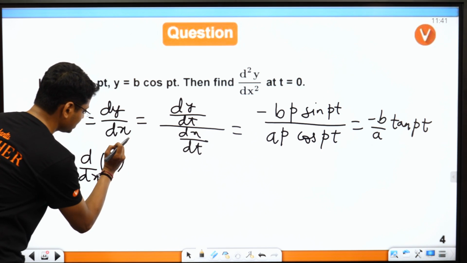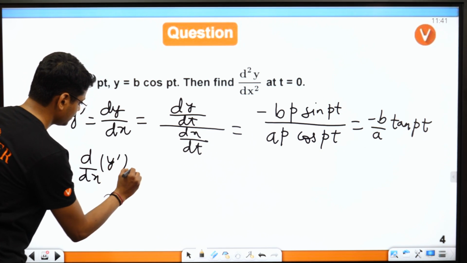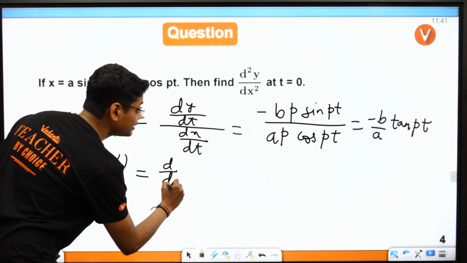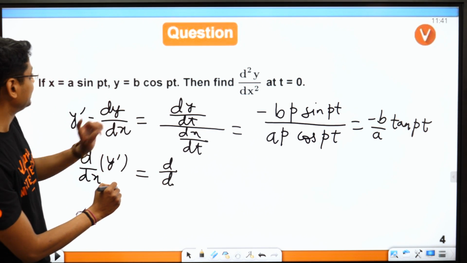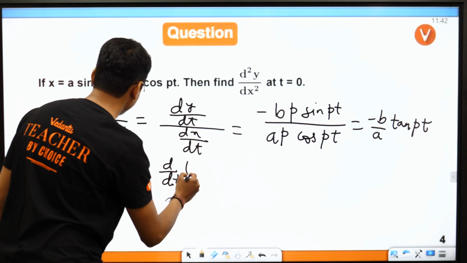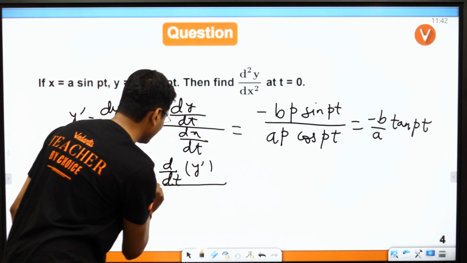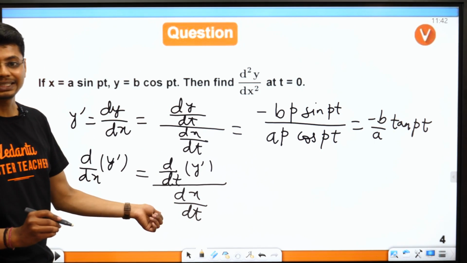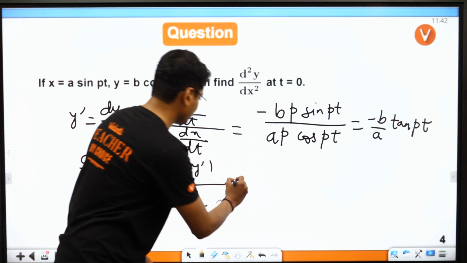So this is basically d by dt of this expression y prime divided by dx by dt. Generally students forget to do this dx by dt. All right, so this is what is required.